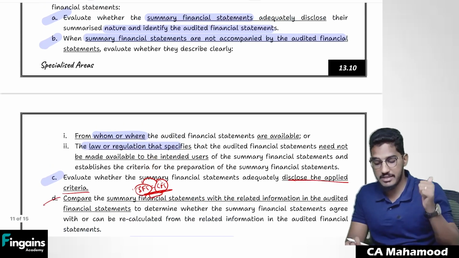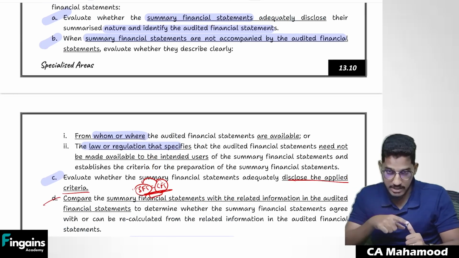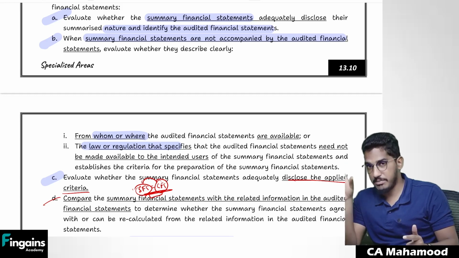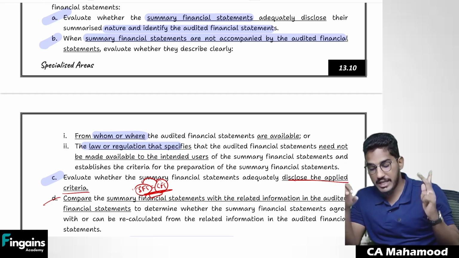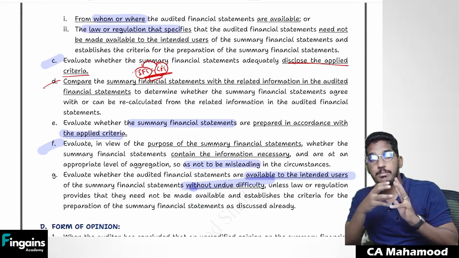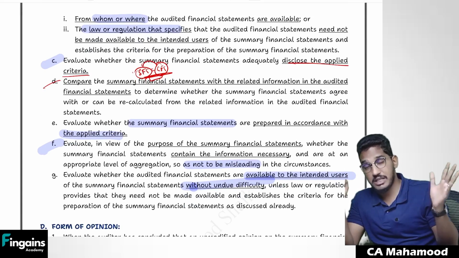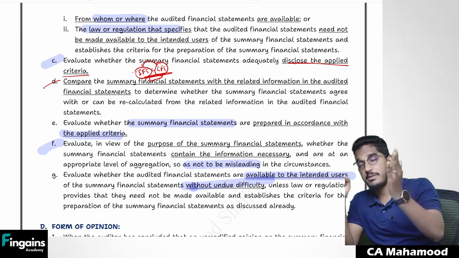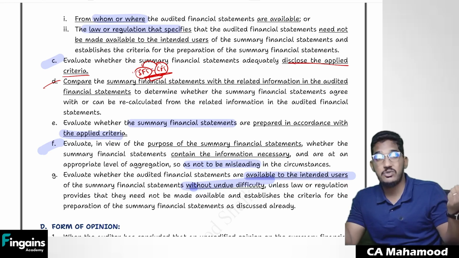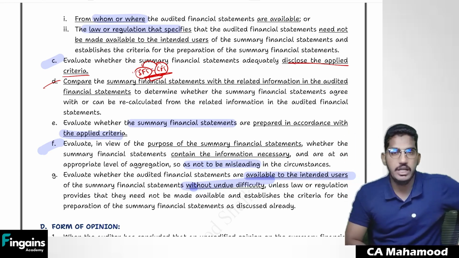What are the common procedures, guys? Number one, I need to check whether proper disclosure regarding the nature of summary financial statements is given or not. Number two, I need to check whether management has disclosed where to find the complete financial statements. Number three, whether management has disclosed the applied criteria. Number four, I have to compare the summary financial statements with the complete financial statements. Number five, I need to check whether summary financial statements are prepared as per applied criteria. Number six, I need to check they are not misleading, and I also need to check whether management has really made available the complete financial statements without any undue difficulty.